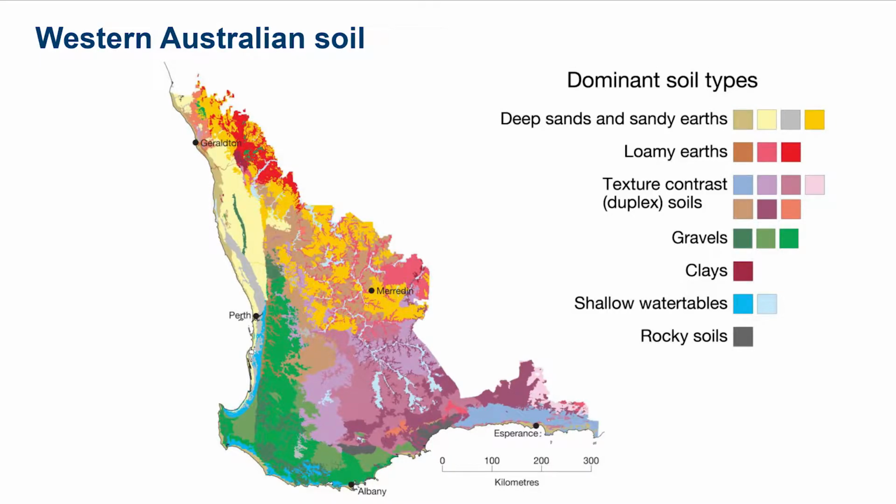Listening to the previous speaker talk about soil types, this map just gives the dominant soil type in each of those areas across the regions. They joke that we've got 15 different types of sand, so we're a little bit generous when we go to the loams and the clays. We still have very light textured soils.